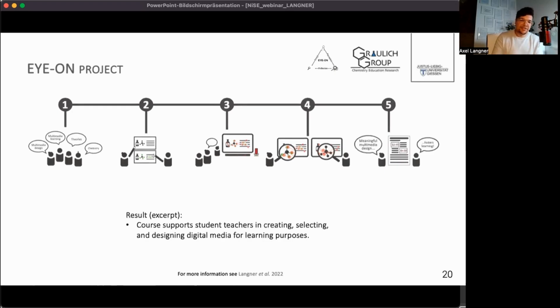It has been shown that the seminar supports the student teachers in creating, selecting, and designing their own learning material. If you need more information, feel free to send me an email and I will send you the publication, or you can just Google Langner and eye tracking, and I think you may find it. But if it's behind a paywall, just send me a mail.